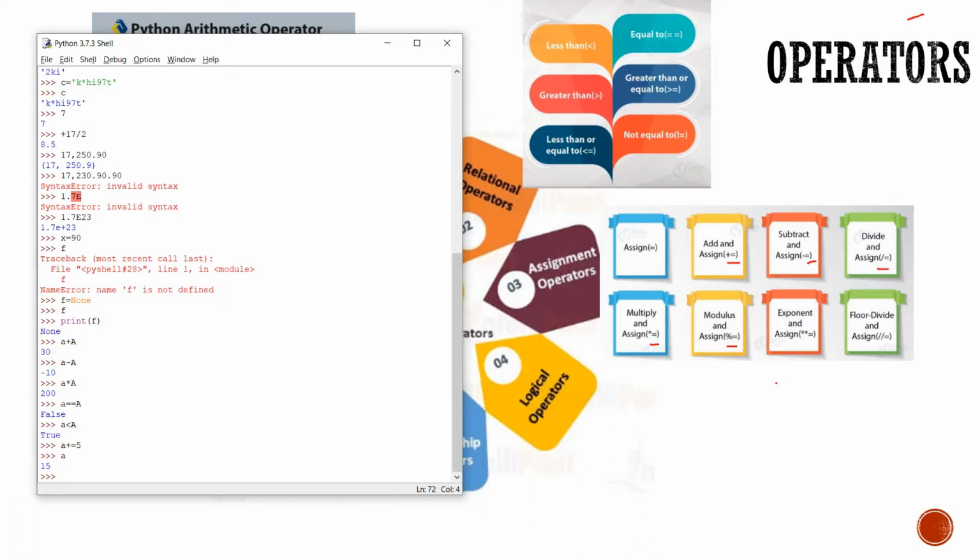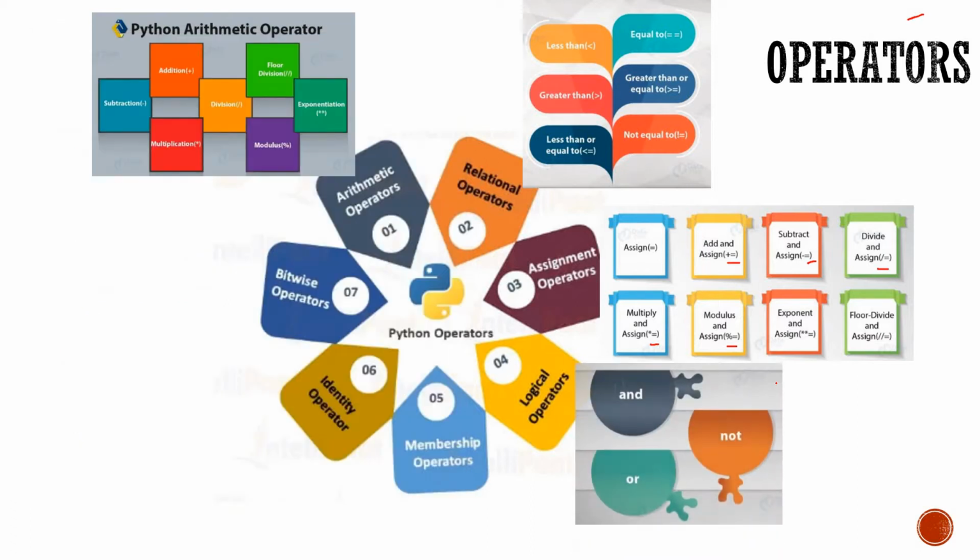Now next one we are having logical operators. In logical operators we are having 3 types of operator: and, or, not. We can check out the conditions. In and, if both the conditions are true, then it is true. If both of them are false, then it is false. In or, if anyone is true, then it is true, and in not, it automatically reverses the conditions.